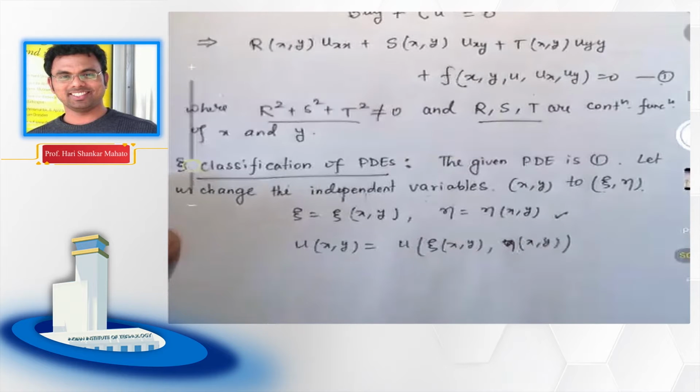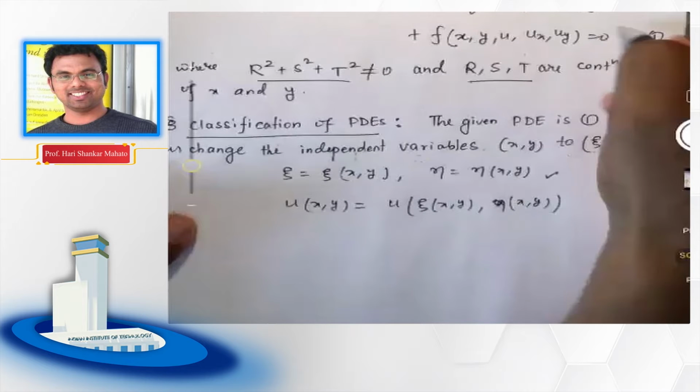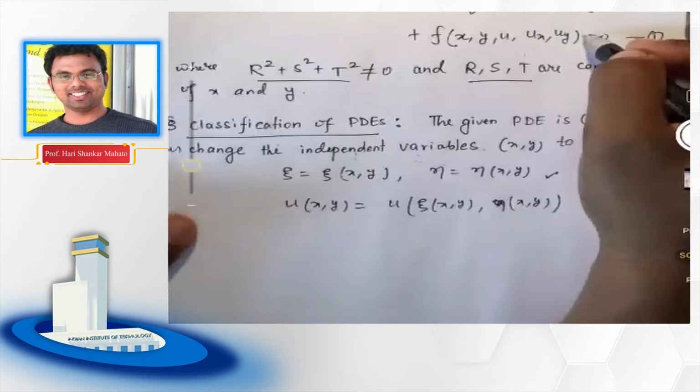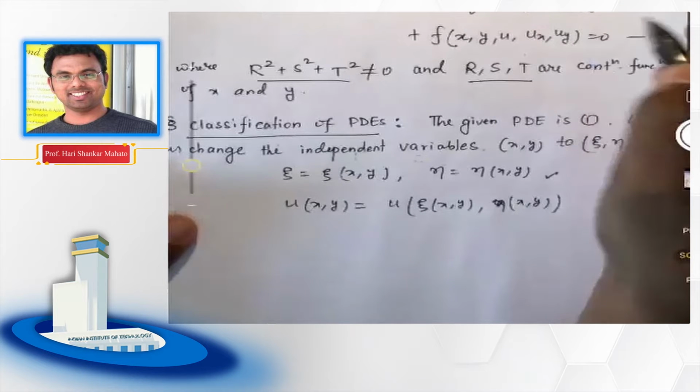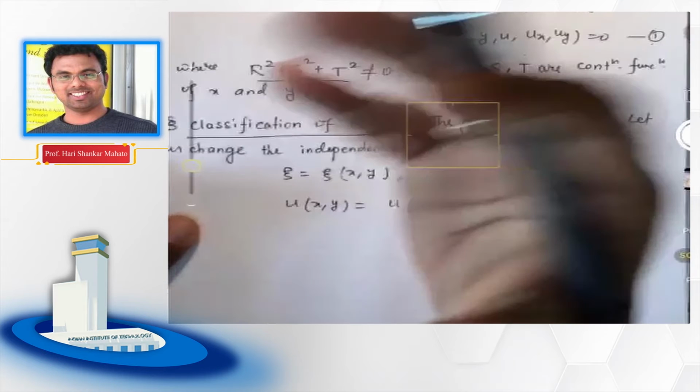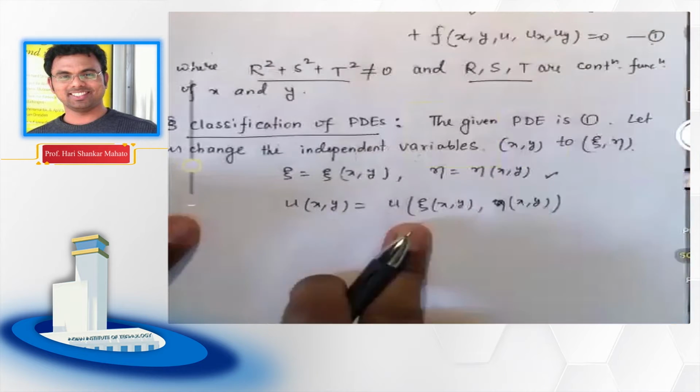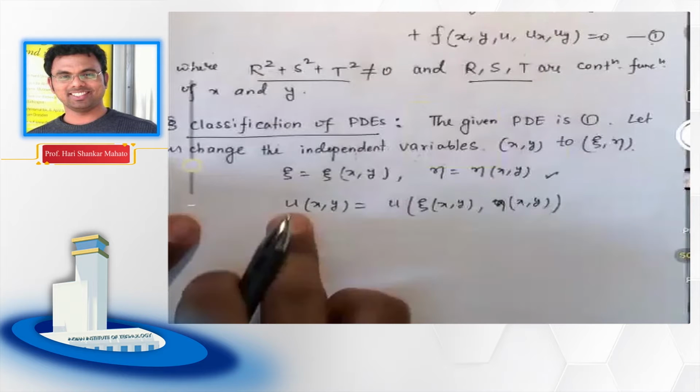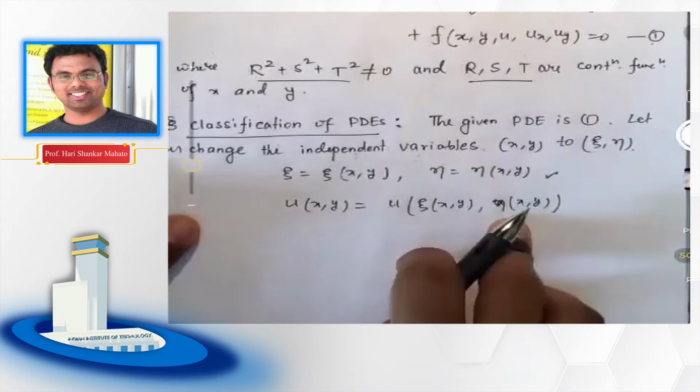Now we will transform this equation in terms of xi and eta. So u_xx will now be transformed into something like u_xi xi. But of course, there will be some extra terms because of the introduction of xi and eta. And what are those extra terms?